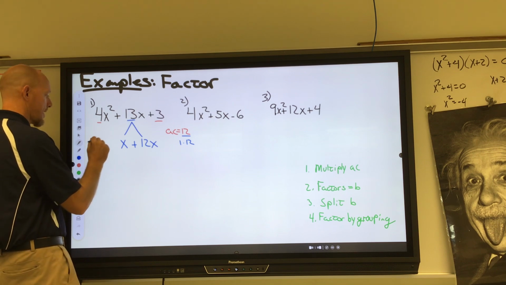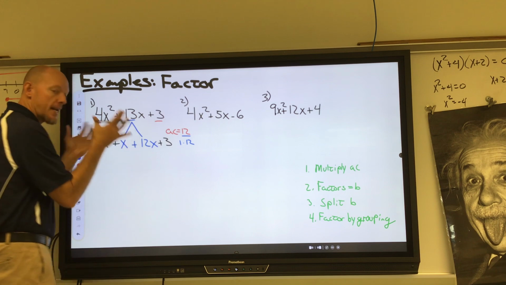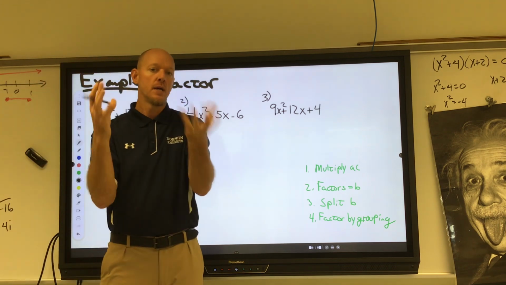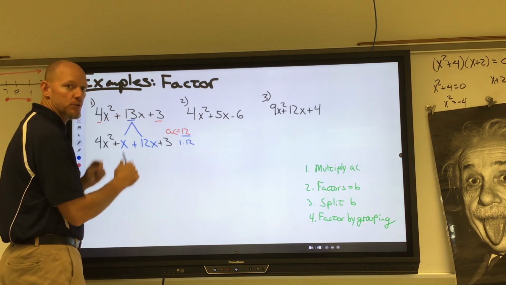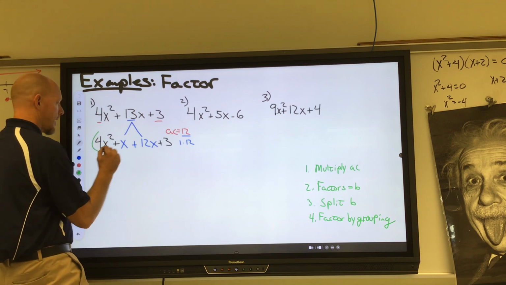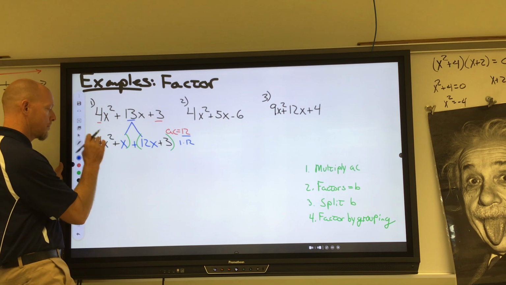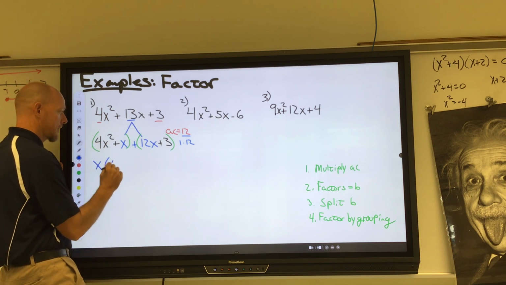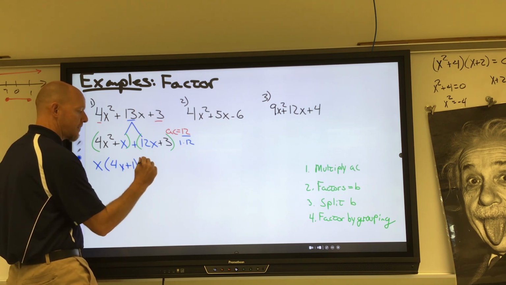Everything else stays the same. And I haven't changed the actual expression at all. I just split the 13x into x and 12x. Now I can actually factor by grouping. I'm going to put parentheses around the first 2 and the last 2 terms. Pull out my GCF of x. In this case, my GCF is 3.